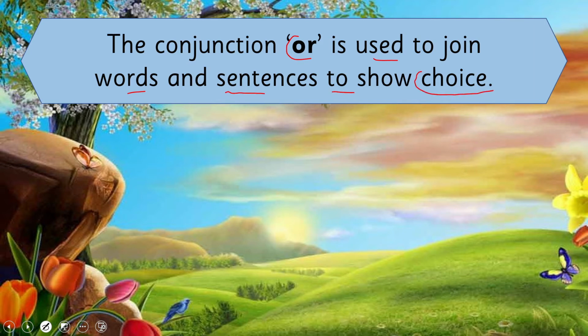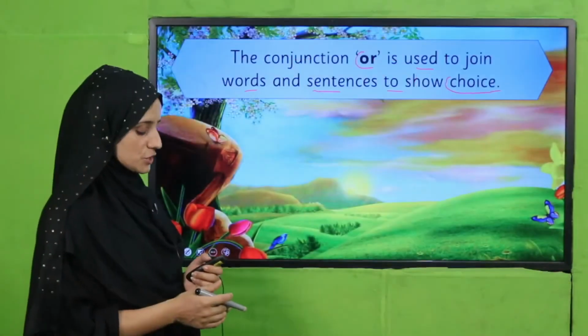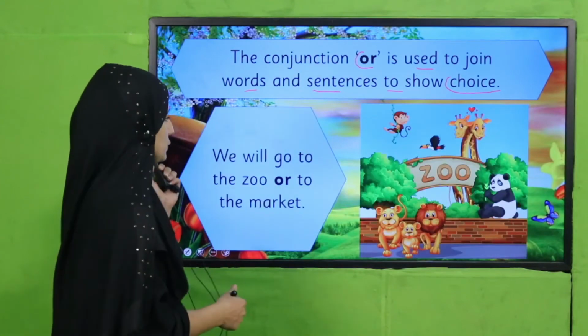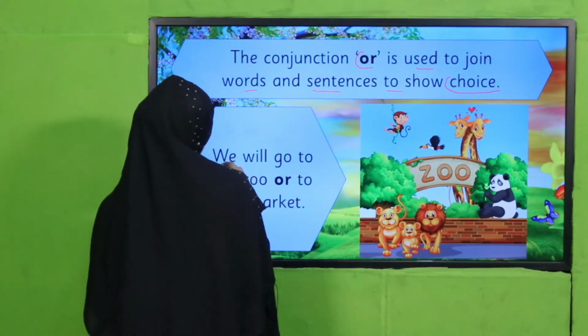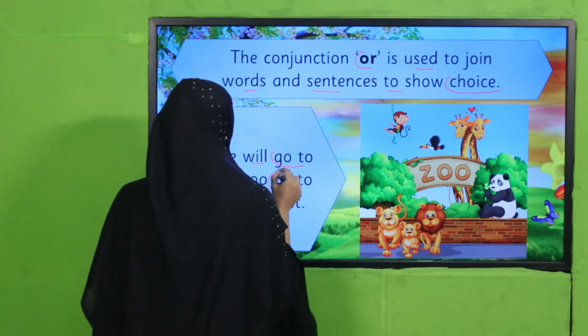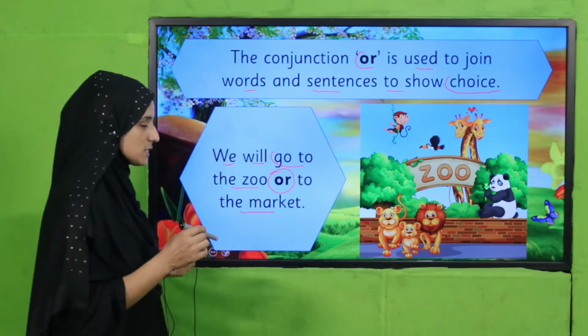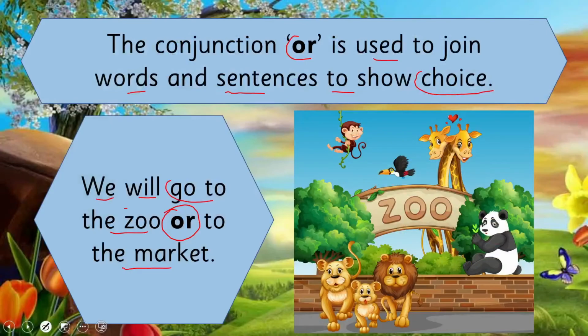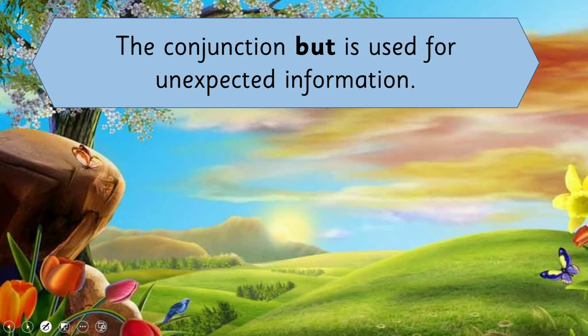When we want to choose a thing between two or three things, two things mostly, then we use the conjunction or. You can see in this picture, we will go to the zoo or to the market. It means we have to make a choice about where we have to go, to the zoo or to the market. This is choice, and that's why this conjunction is being used to join these words.